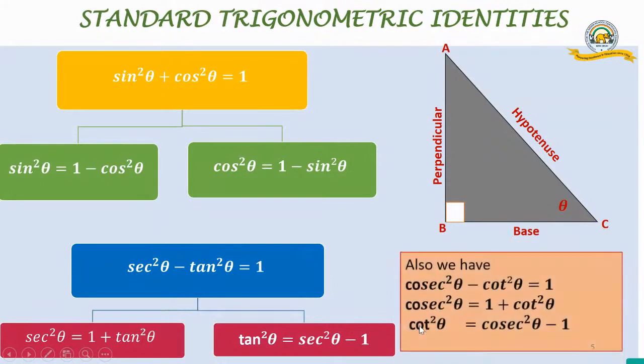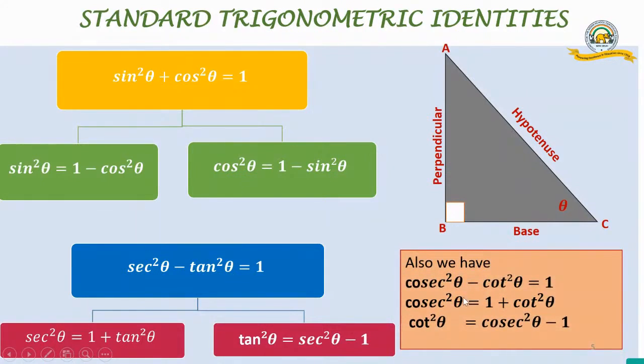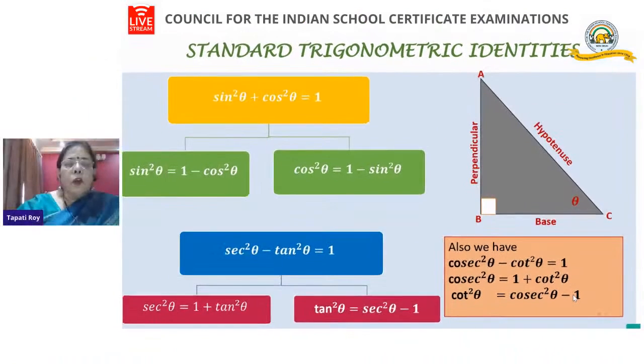There is one more. Cosec squared theta minus cot squared theta equals 1. From this we can write cosec squared theta equals 1 plus cot squared theta, and cot squared theta equals cosec squared theta minus 1. So we have got all these standard identities. We have got all our tools beside us to do the sums.